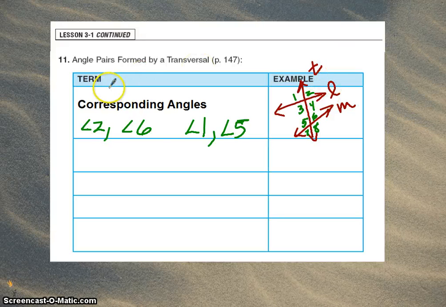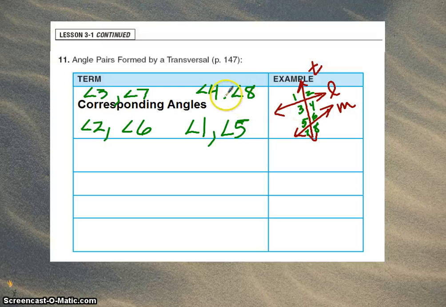So there are 4 pairs. So 3 and 7 and 4 and 8. Because they are in the similar position, either above or below, on the left or the right of the transversal, and both above lines L and M, or both below lines L and M. That's all that corresponding angles are.